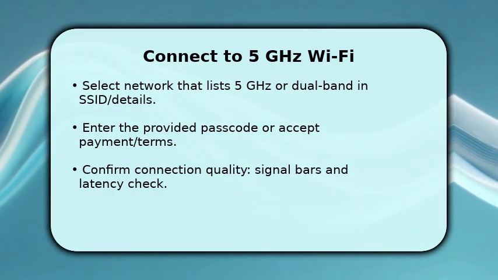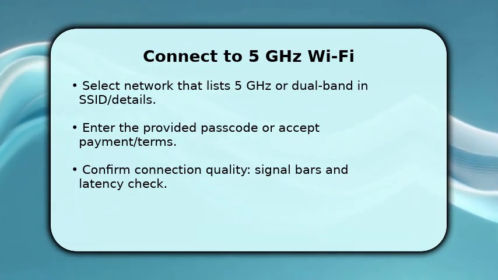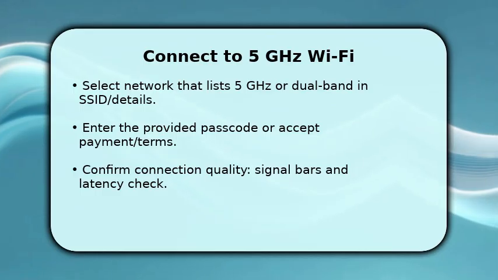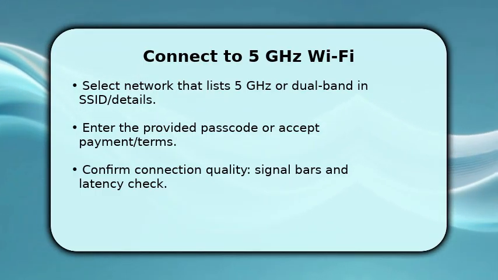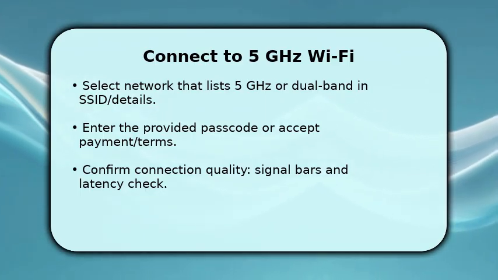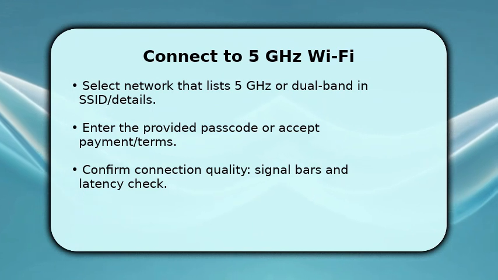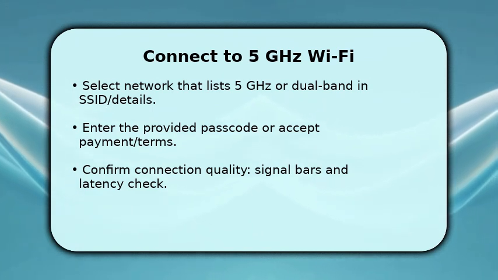After selecting it, enter the passcode or follow the captive portal steps. Pay or accept terms if required. Once connected, check signal strength and open a quick web page to test latency. If pages load fast and video streams smoothly, you're on the higher frequency Wi-Fi channel, which gives lower congestion and better throughput on crowded flights.